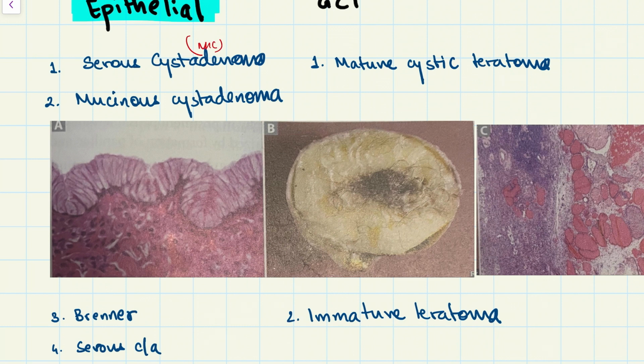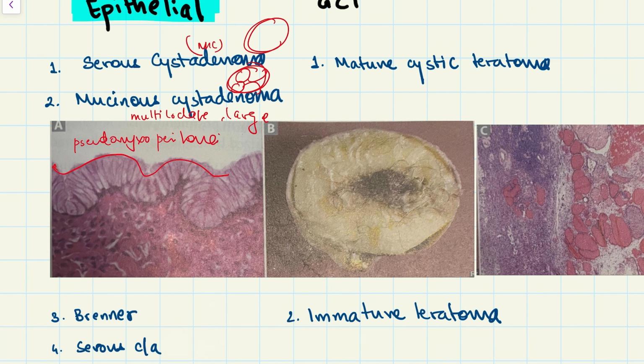Next is a mucinous cystadenoma. It is also benign, but there are multiloculated and large cysts. So serous cystadenoma would be a simple cyst, while mucinous will have loculations. Mucinous cystadenoma is also lined by mucus secreting epithelium, and hence it can result in pseudomyxoma peritonei, which is nothing but intraperitoneal accumulation of mucinous material.